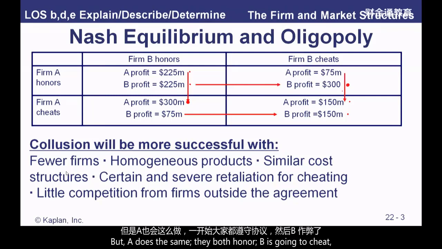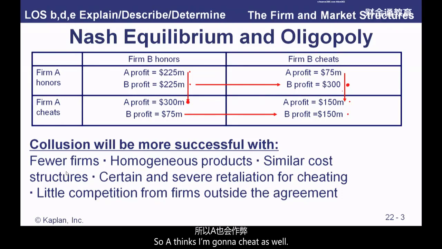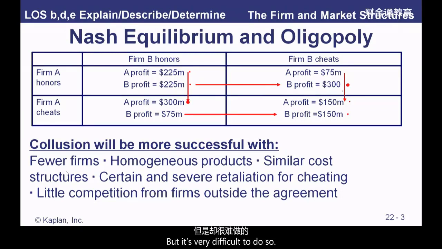But A does the same. They both honor. B is going to cheat. That's what A thinks, because B could increase its profits to 300. So A thinks, I might as well cheat as well, and we end up with a Nash equilibrium. So it's in an oligopoly's interests to try and collude, but it's very difficult to do so.